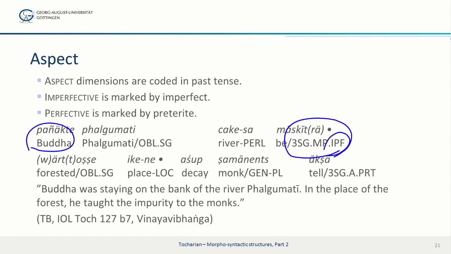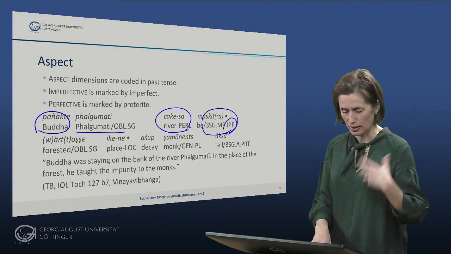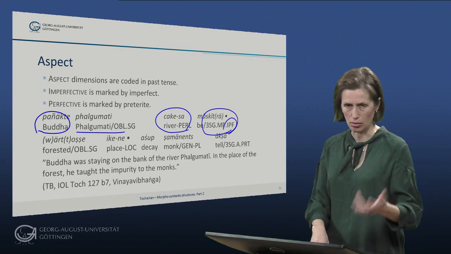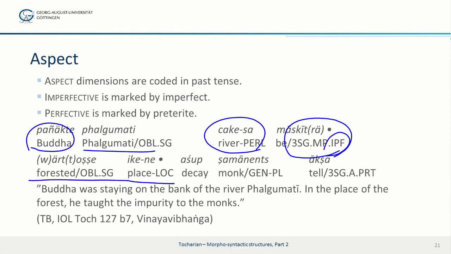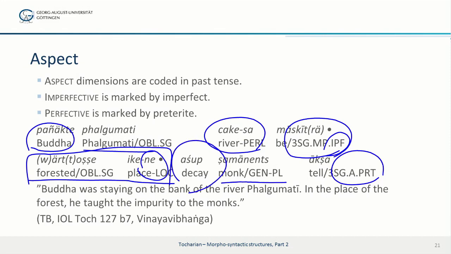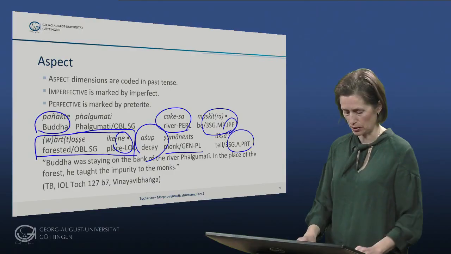So he was sitting on the bank of the river, and again, perlative, he was sitting on the bank of the river of Palgomati. What he did here, he was sitting there, and it was probably something that he did repeatedly or normally, as he used to do, so it's imperfect. And in a forested place, so you see here, he was by the river, perlative, but he was in a forested place. And he taught, preterite, to the monks, genitive plural, about impurity or decay of the body.